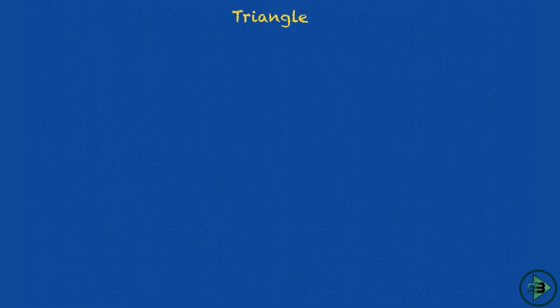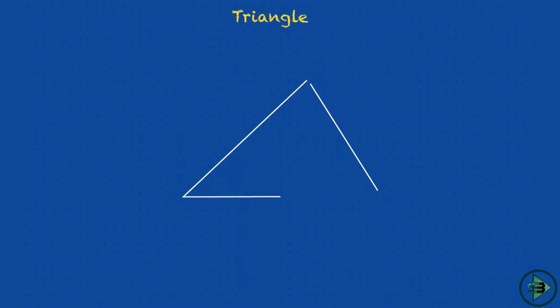Now, the second 2D figure after rectangle and square will be the triangle. Okay, so let's start by understanding what a triangle is. It will have three sides. So let me just draw any random triangle. Okay, there's a random triangle which has three sides. So that's what I'll draw here. So this is what completes my triangle.